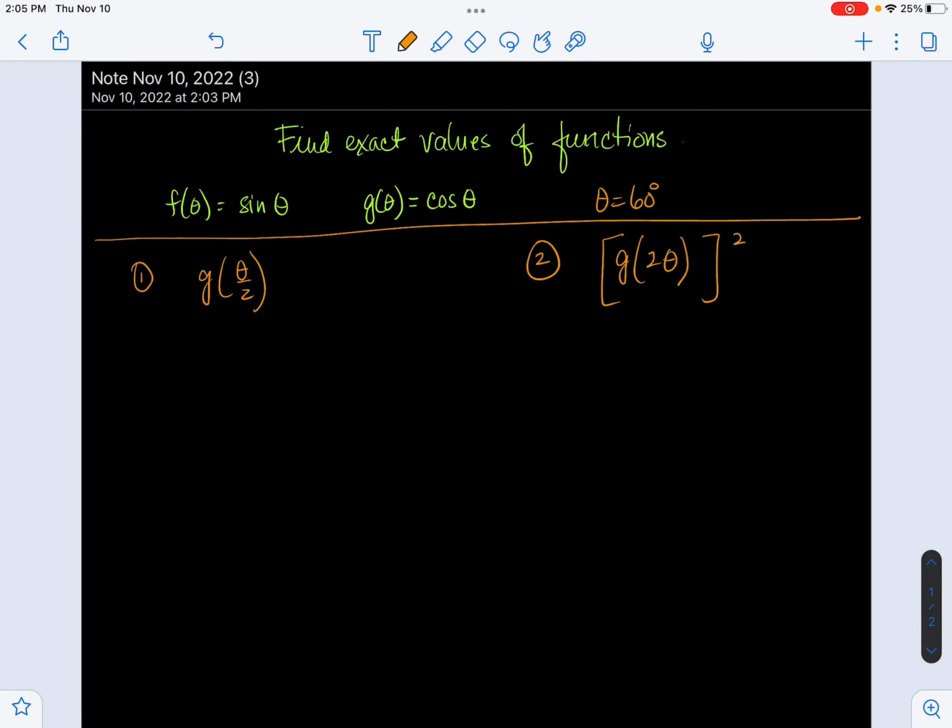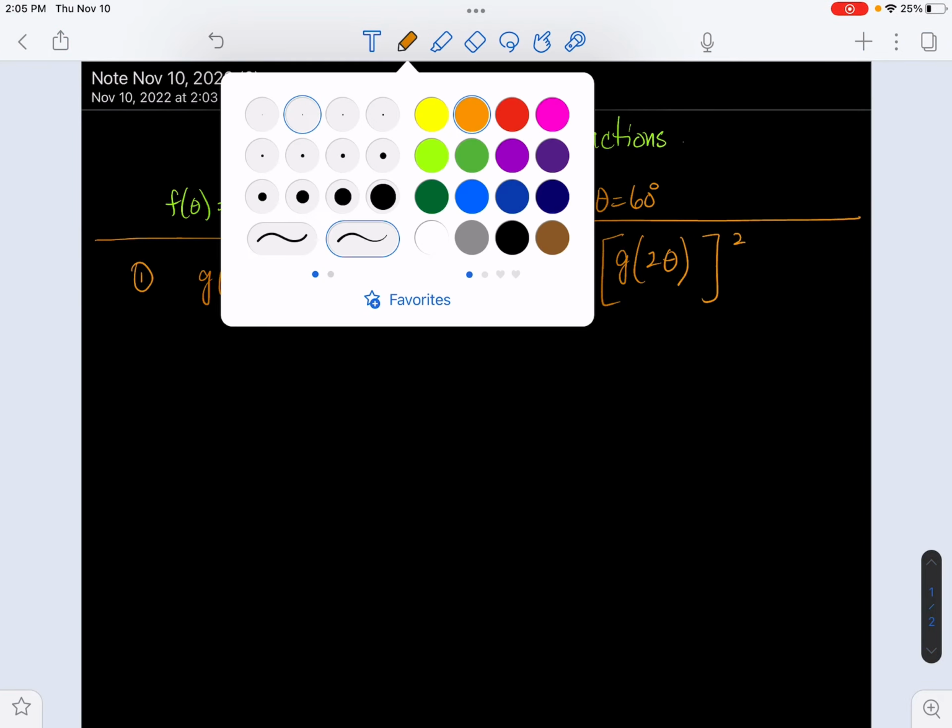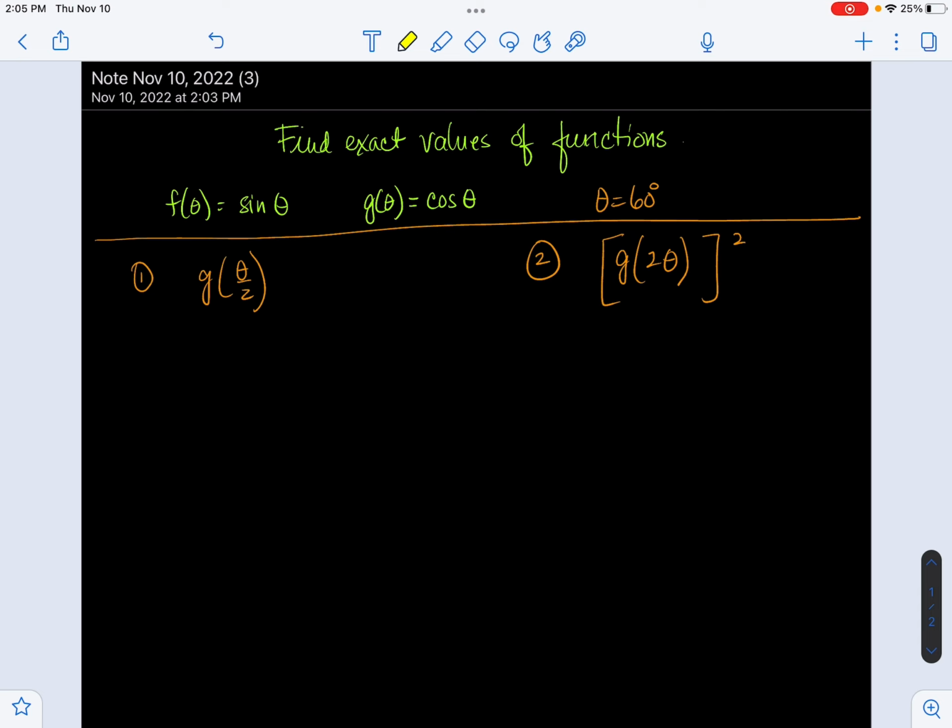Hey, in this video we are evaluating functions using trig. Still trigonometry, but we are using function notation. Let's see what's given to me here. If you notice, they've defined the f function as the sine function, g function as the cosine function, and they are telling me to use 60 degrees for theta. Also, angle is given in degrees.